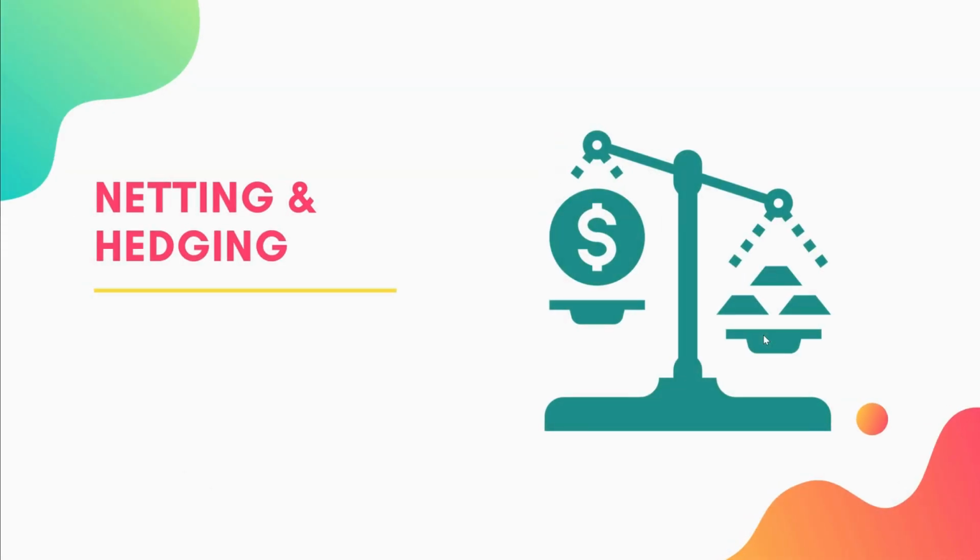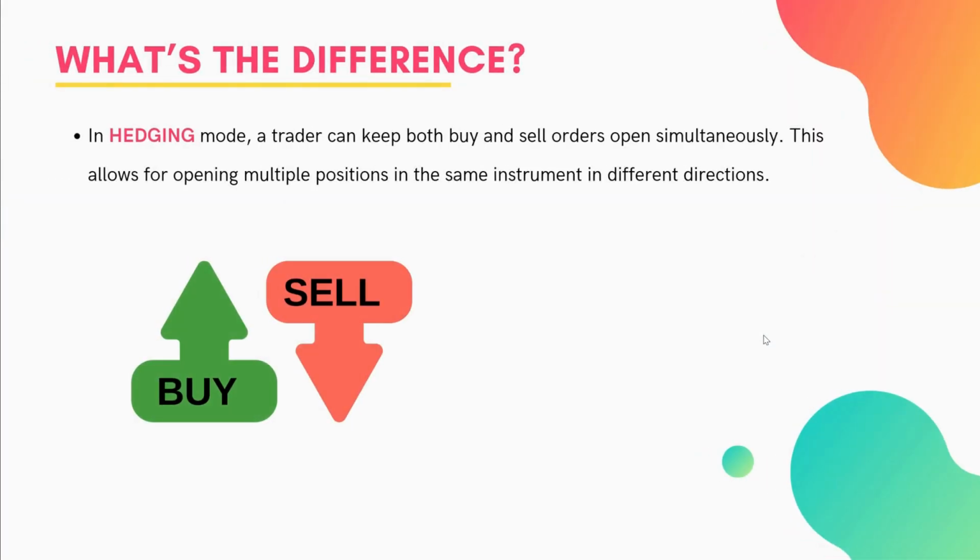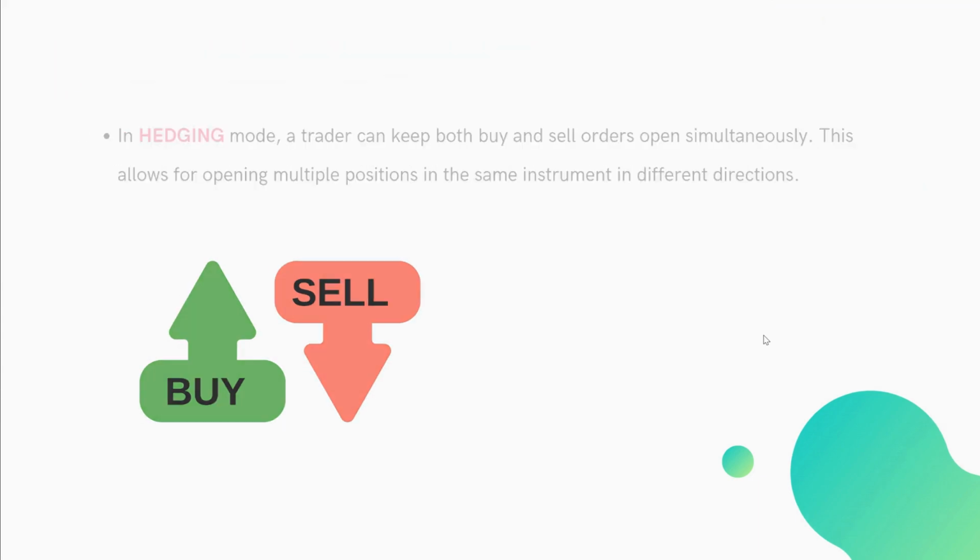So we're going to look at netting and hedging now, which are 2 ways of executing positions within MetaTrader. So in MQL4, you could only do hedging mode, and in hedging mode, a trader can keep both buy and sell orders open simultaneously. So you can have multiple positions in the same direction, in different directions, and each of those positions has its own ticket number and has its own stop loss and take profit.